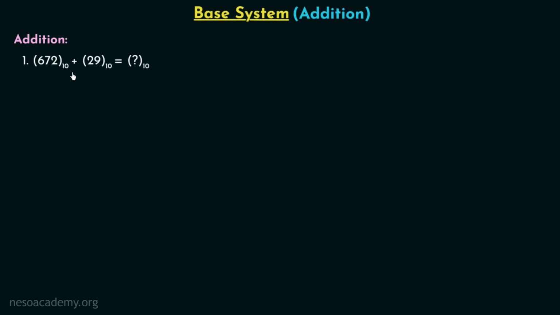672 in decimal when added to 29 in decimal gives us what in decimal? So we have two numbers and we want to add these two numbers. Both of them are in decimal number system and the result of addition is also in decimal number system. So let us understand the complete mechanism of addition in decimal number system.